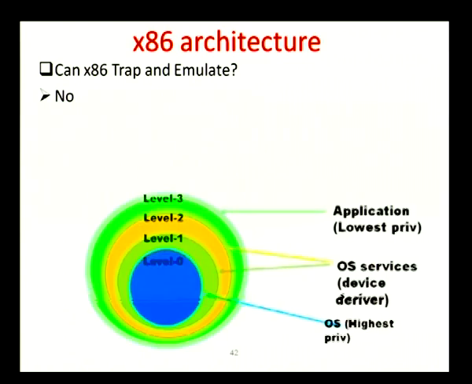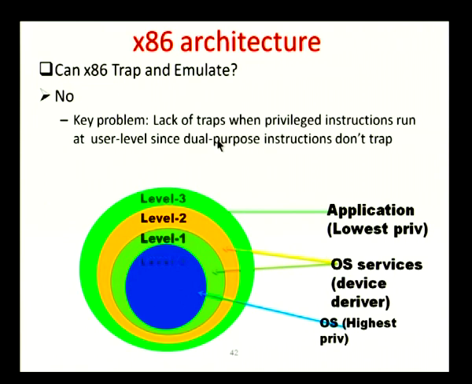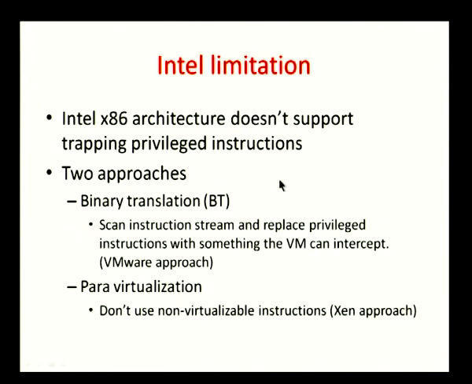Now, when you consider x86 architecture, can x86 trap and emulate? No. The reason is the lack of traps when privileged instructions run at user level, since dual purpose instructions do not trap. Dual purpose instructions are nothing but sensitive instructions. So you have the OS, then other services in between, OS services as well as device drivers, then the application at the outermost layer. So it is not possible to have this type of trap and emulation.